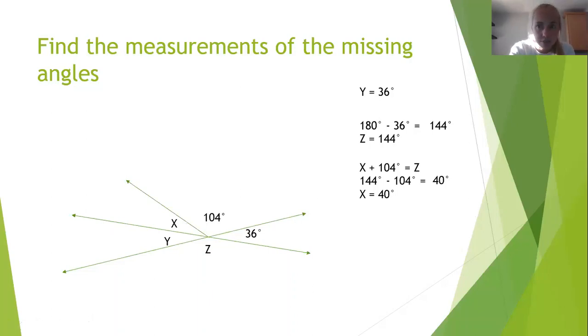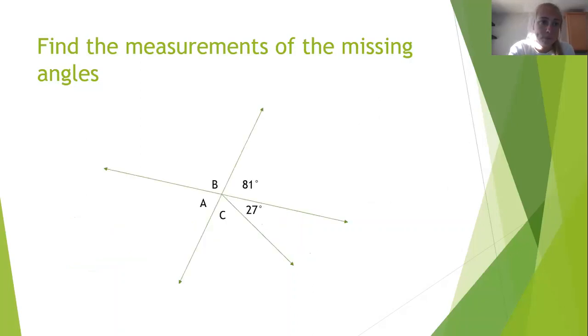So I'm going to show you a different way to solve for this, because there are multiple ways you can do it. So we are going to try to solve for angles A, B, and C. The easiest one that we can start off with is angle A, because it's opposite angles of the 81-degree angle, which means that angle A is going to be equal to 81 degrees.